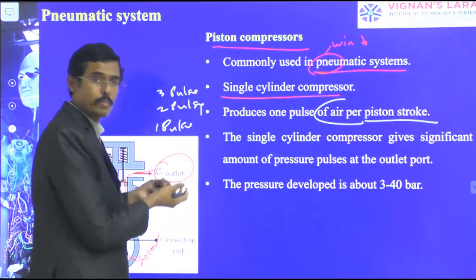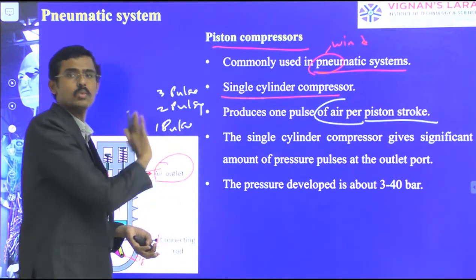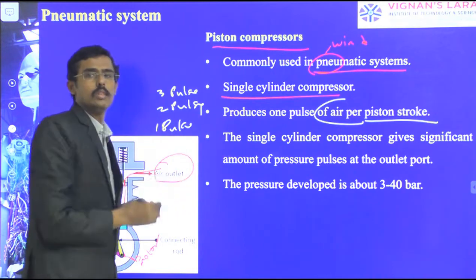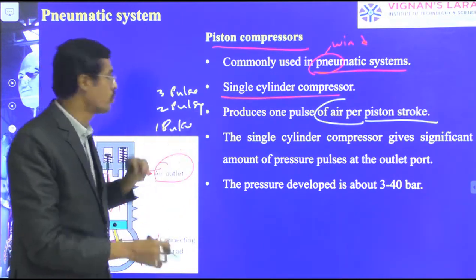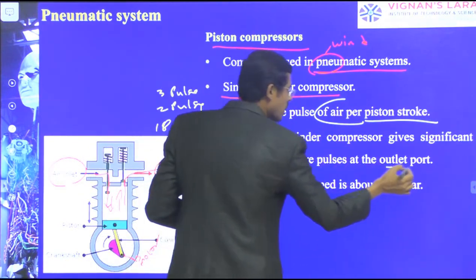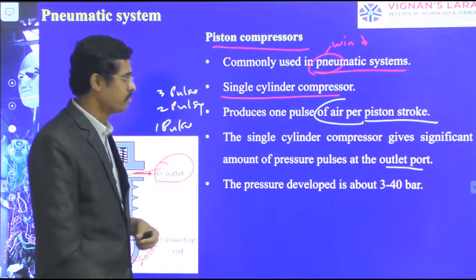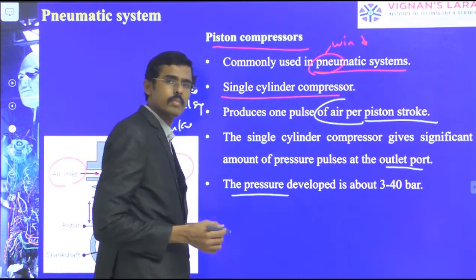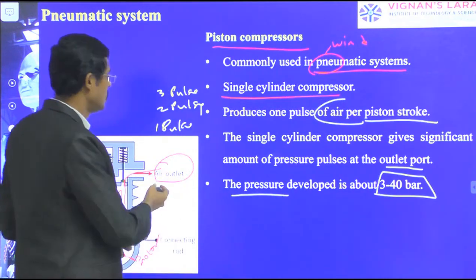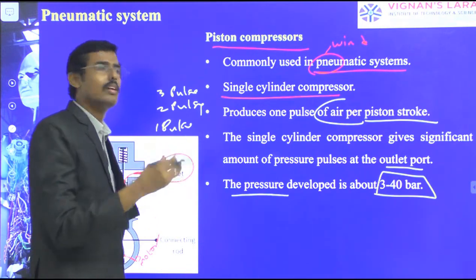The pulse, the volume and the pressure rate differ. I am not talking about how much pressure; I am talking in terms of pulse. For one stroke it is one volume, one output, one pressure, say 10 bar. The next stroke, again 10 bar, and likewise it keeps on moving. A single cylinder compressor gives a significant amount of pressure pulses at the outlet. This single acting piston compressor is capable of developing pressure of around 3 to 40 bars. So up to 40 bar of operation we can use this low level single piston compressor.